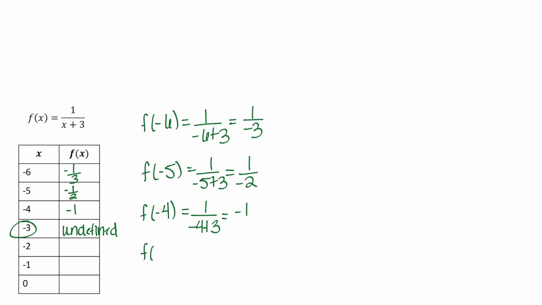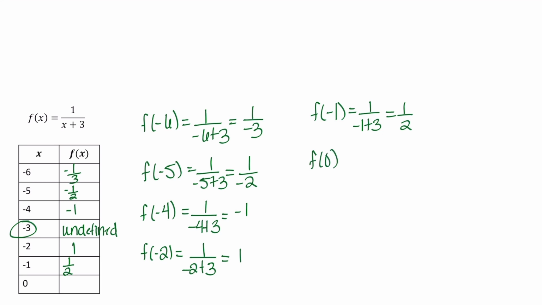Now let's go to negative 2. So we have f of negative 2, 1 over negative 2 plus 3. So that's 1 over 1, which is 1. And then we have f of negative 1. So 1 over negative 1 plus 3. So 1 over 2. And then finally we have f of 0. So 1 over 0 plus 3, which is 1 over 3.